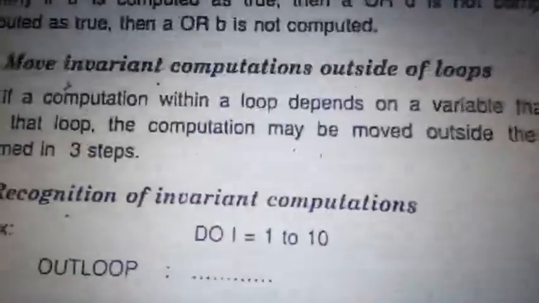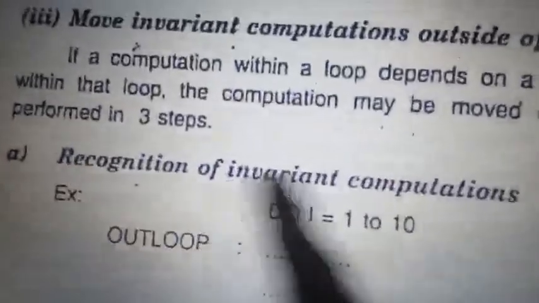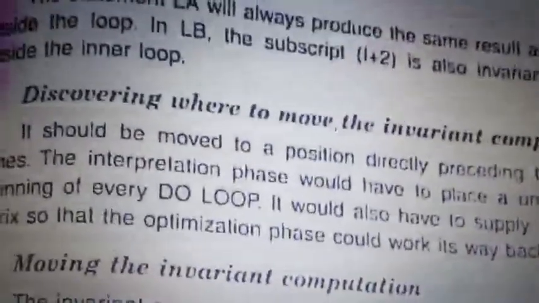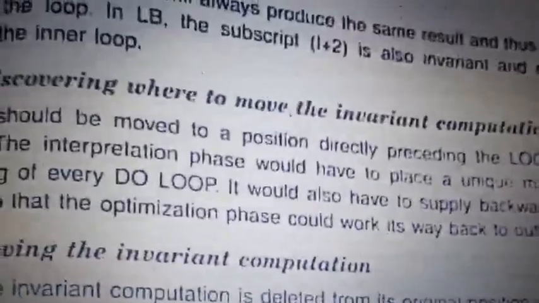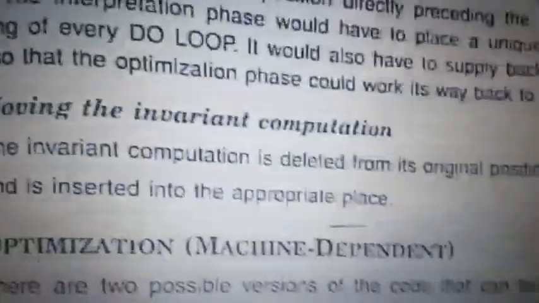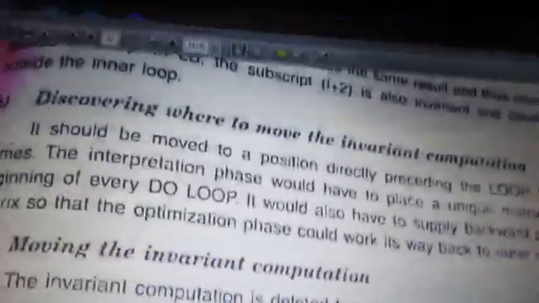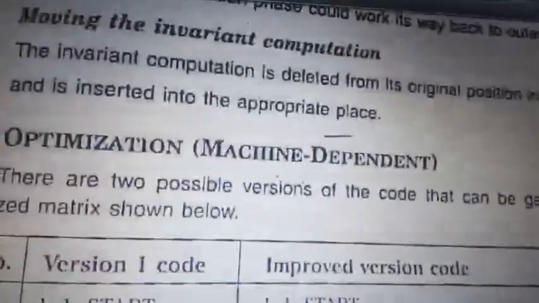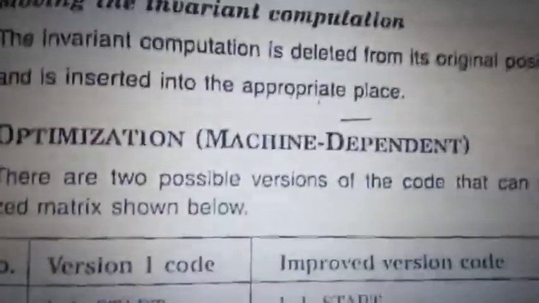So identify which are invariants. That is the first step: recognize the invariant computation. Here this is invariant. The second step is to discover where it should be moved. Definitely it will move outside the loop, immediately after the loop. The third step is to move the invariant computation: delete it from its original location and write it after the loop. These are the three steps of removing invariant computations.